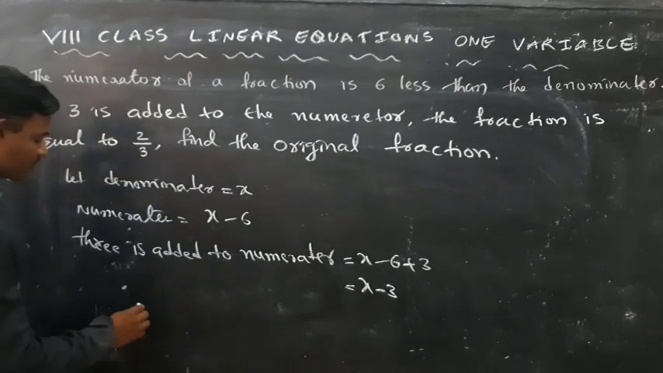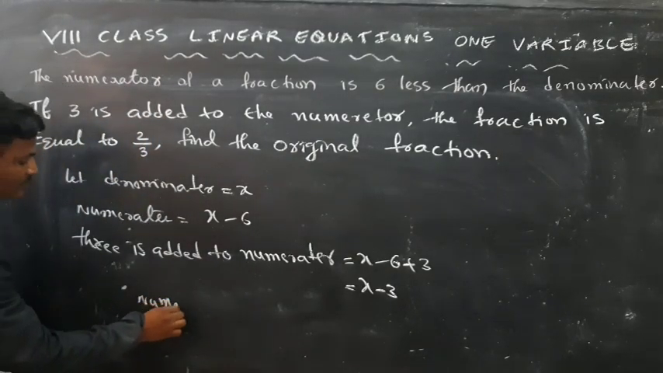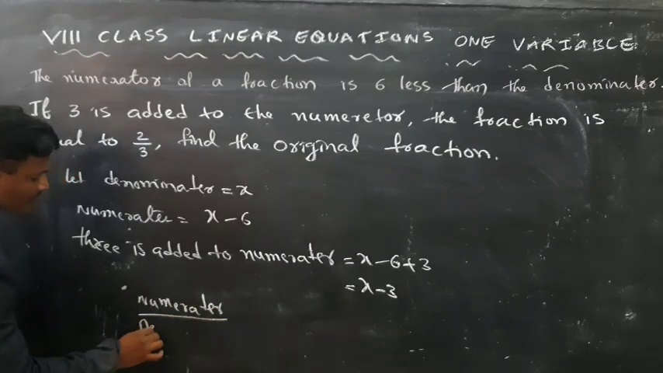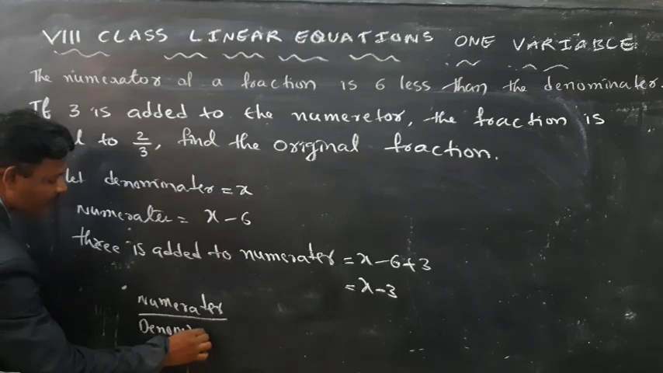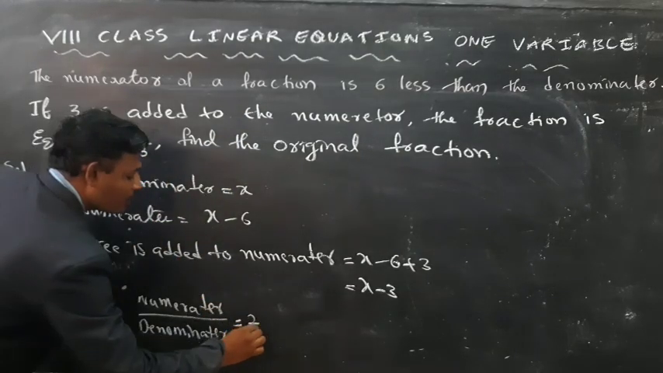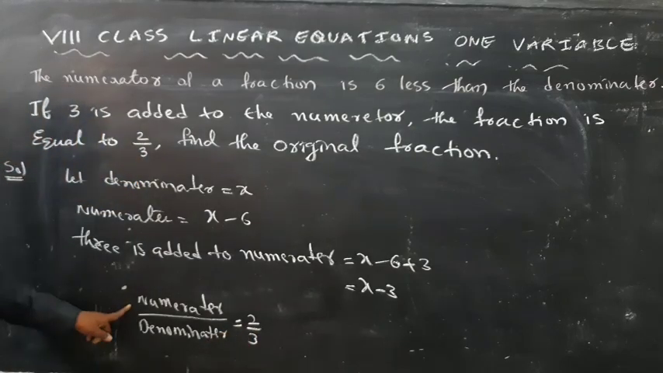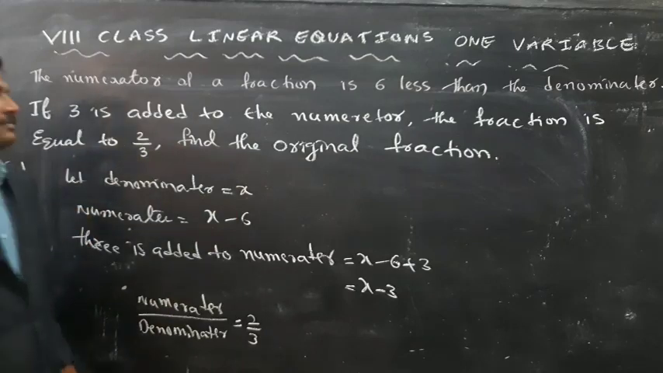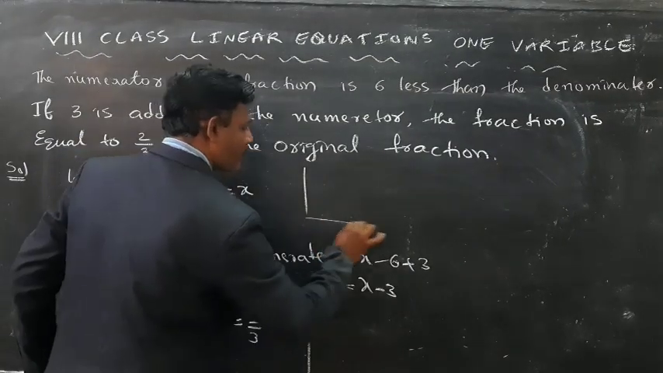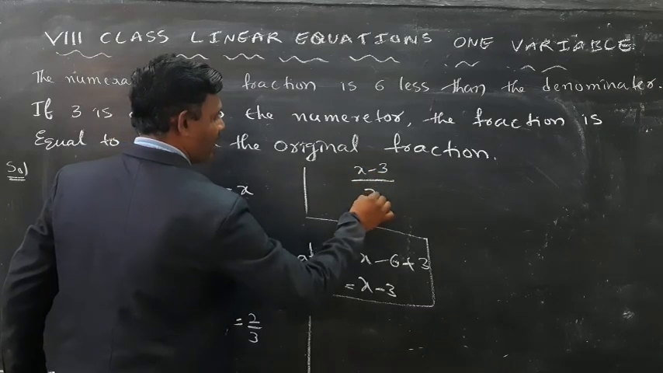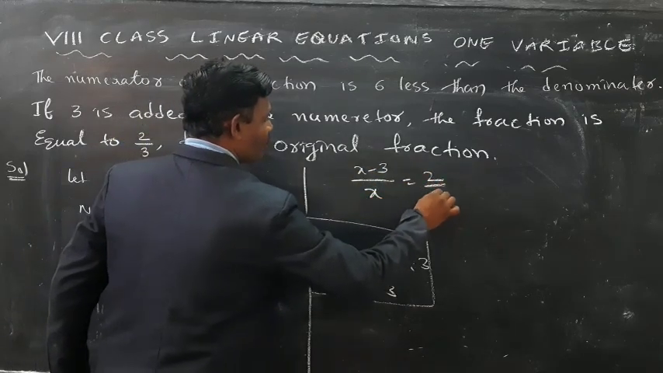It means numerator by denominator is equal to 2 by 3. Here what is the numerator? x minus 3. And what is the denominator? x. x minus 3 by x is equal to 2 by 3.